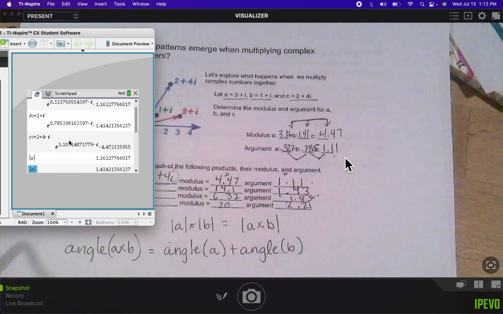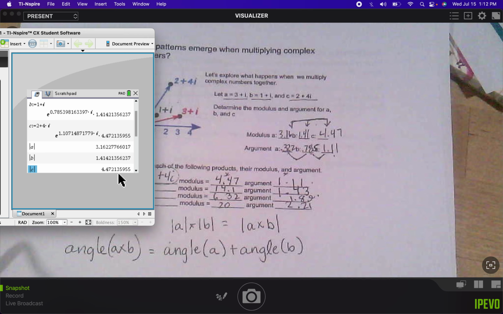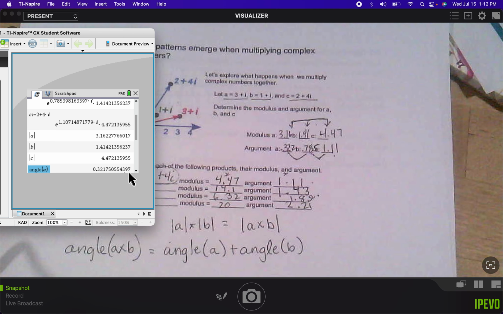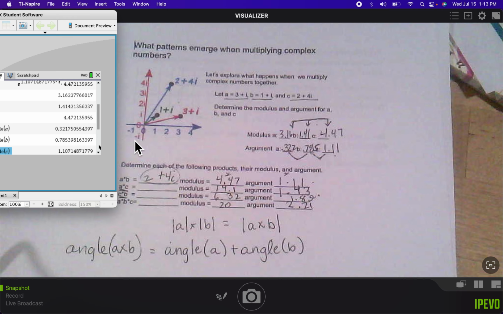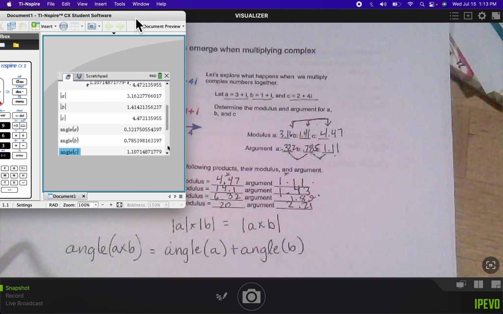So look down here. The modulus is going to be 3.16 for A, 1.14 for B, and 4.47 for C. And then for the angle for each, again, it has to be in radian form or it won't necessarily run the calculations for us. We have 0.322, and then 0.785, and then together A and B, A and C, C and B, and then this final one, A, B, and C, you're going to get the following numbers.